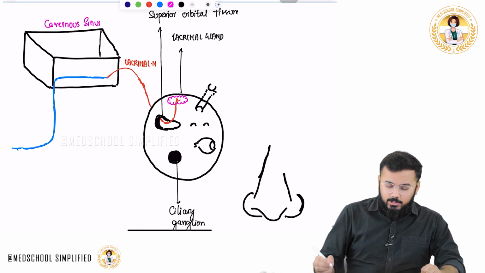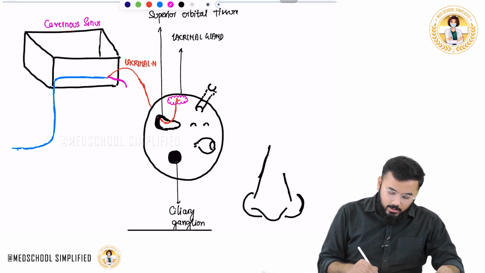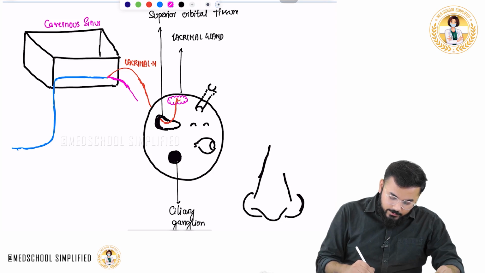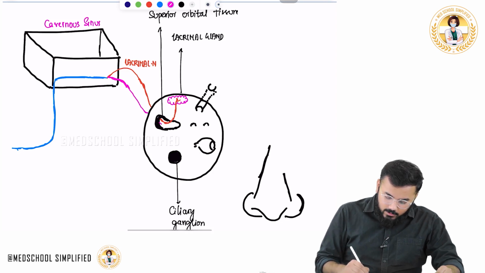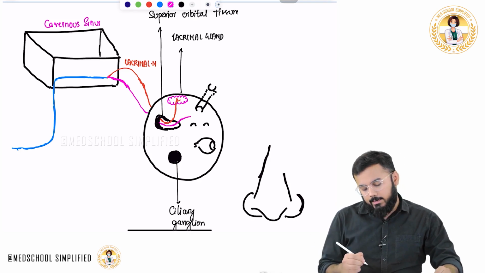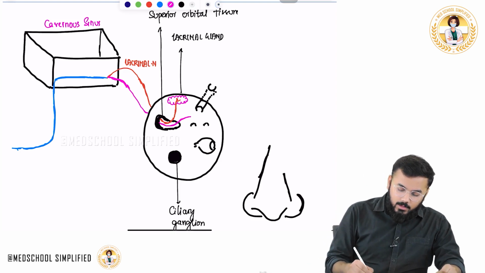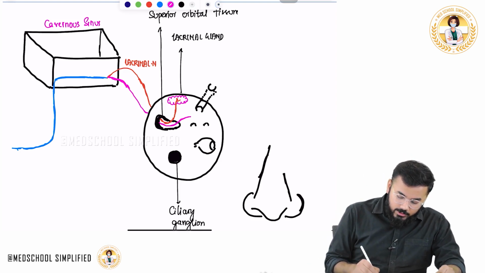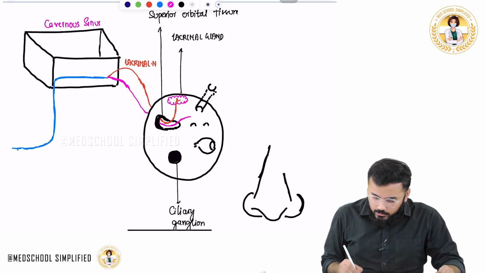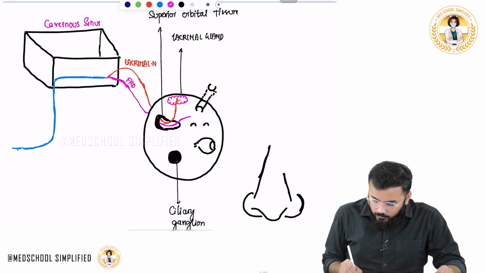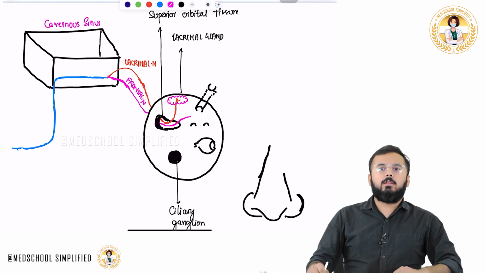The second branch, just look here. You see this pink color nerve, this nerve is coming all the way down, and this nerve also passes through the superior orbital fissure and comes out. This particular nerve which I have drawn right now is called your frontal nerve.